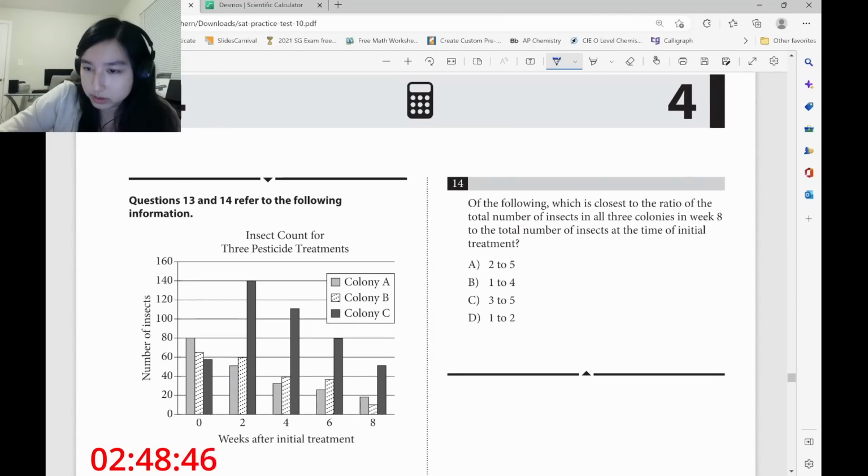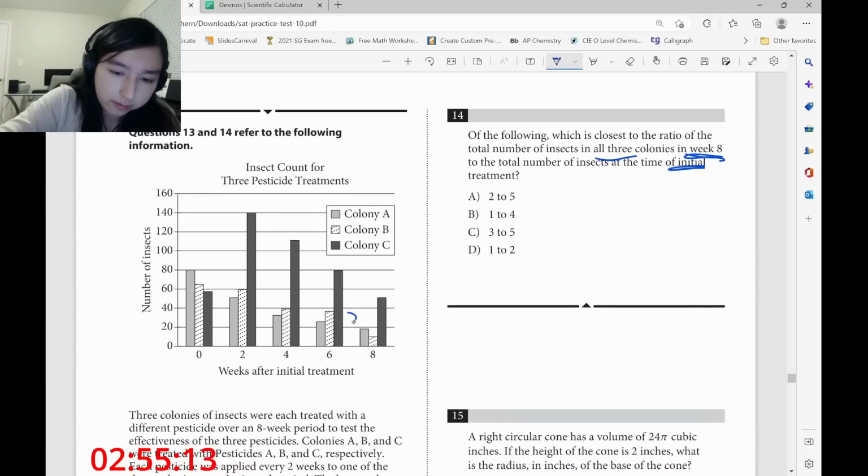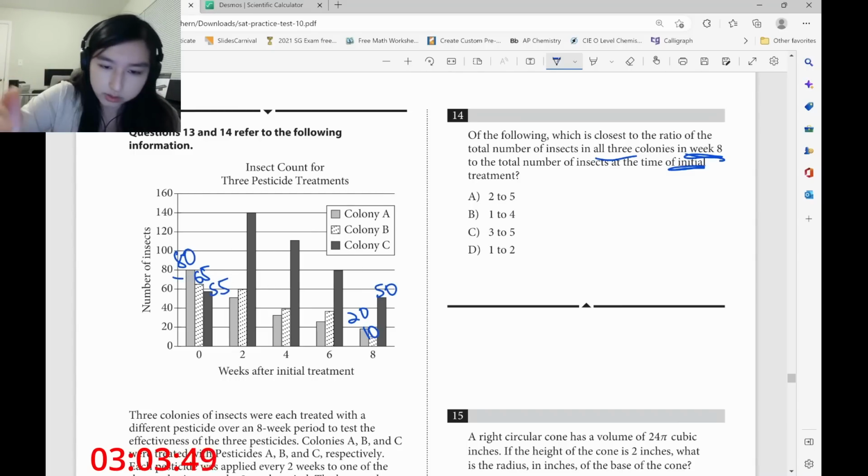Of the following, which is the closest of the ratio? Week 8, all 3 colonies to initial treatment. Alright, so here we have 20, 10, 50, and here we have 80, 65, 55. It's 120 plus 80 is 200. Divided by 40 is 2 is to 5. That's going to be 8.